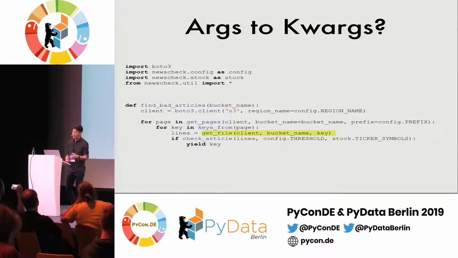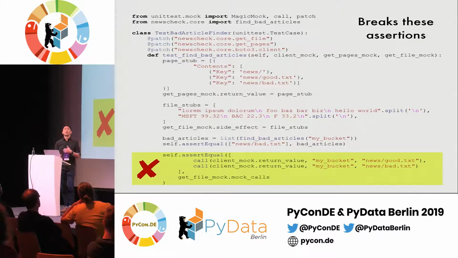And what it's going to do is break this particular patch. A similar thing will happen if you change this function call to get file from using args to keyword args. That's going to break this entire set of assertions, because that call function is not just checking parameters, it's checking exactly how you happen to call that function.